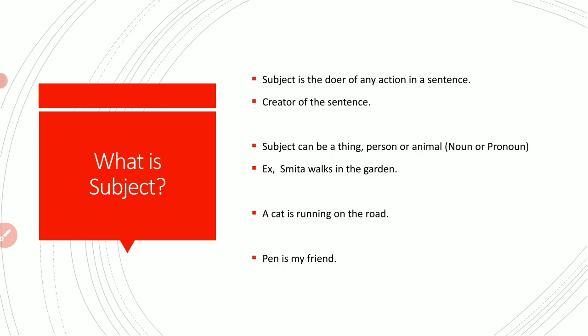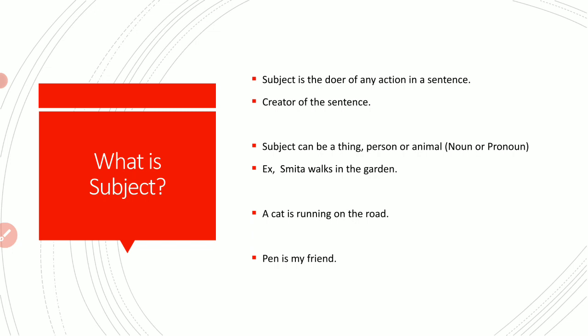And when I talk about the animal, by taking an example, that is a cat is running on the road. So who is running over here? Who is running over here in this sentence? That is a cat. So cat is the subject who is performing an action in the sentence.